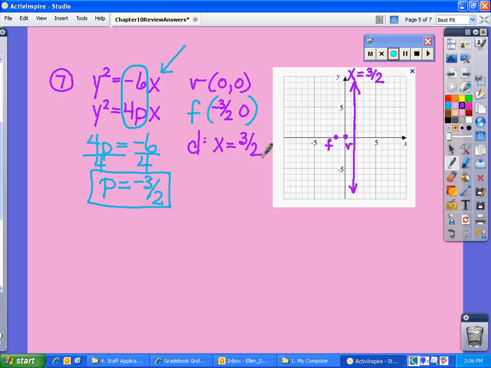Now, our parabola is going to be opening to the left, but we don't know exactly how wide it should be. The way that you can find the width is by multiplying p by 2. 2p would be negative 6/2 or negative 3. We're going to use this 2p value, and we're going to go up 3 from our focus, and we're going to go down 3 from our focus. And we're going to use that to give us the width of our parabola.